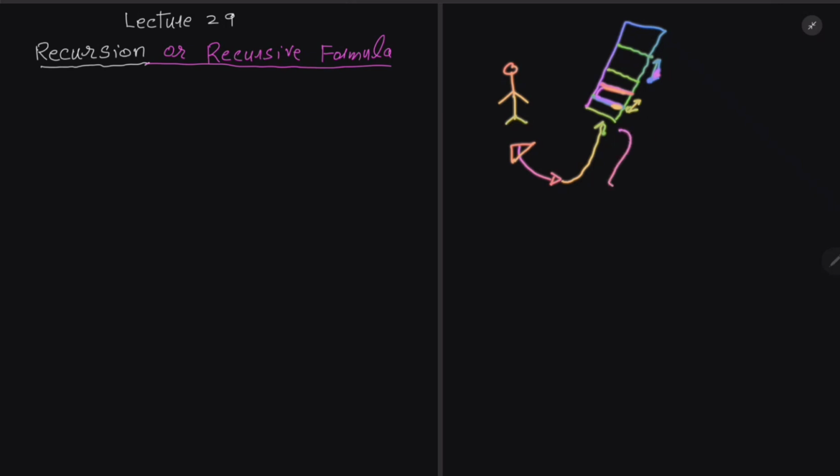The central idea is that you start with some base step, and then you create some next value based on the previous one. So this is called the recursive step.